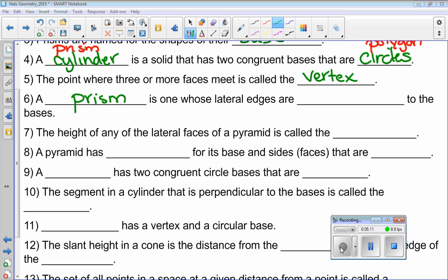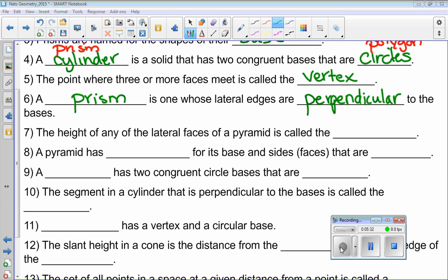Okay, so a prism is one whose lateral edges are perpendicular to the bases. I'm not sure if that was an option, so I'm sorry about that. All right. The height of any lateral faces of a pyramid. All right, so far we have a prism that has been created.